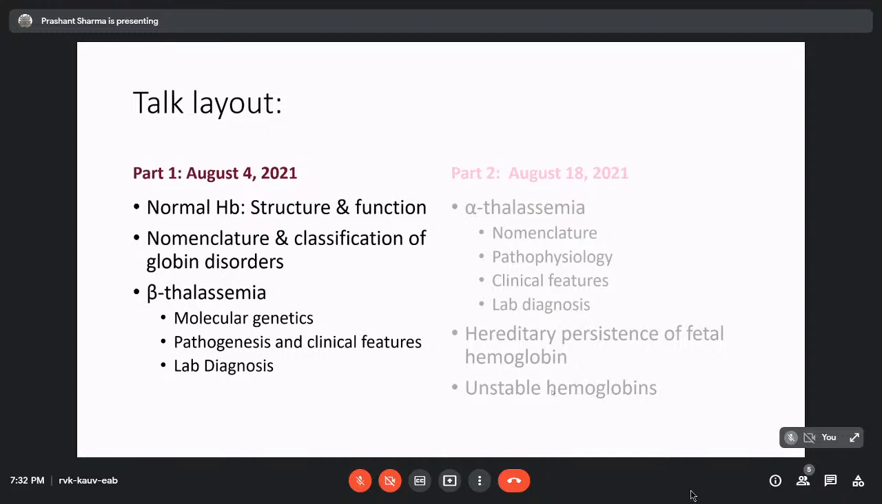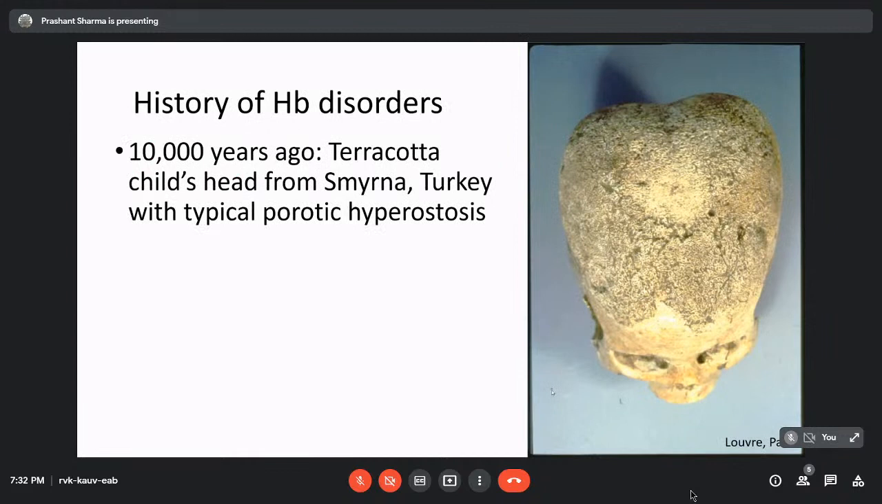So hemoglobin disorders go back a long way, virtually as long back as humanity itself, really. About 10,000 years ago, this is a terracotta skull, which is now in France, but was initially recovered from Turkey. You can see the typical porotic hyperostosis that's going on in the skull. There has been some debate amongst archaeologists and archaeo-hematologists, if there's something like that, about what it really represents. But the consensus is that this is probably a hyperproliferative anemia, most consistent with a thalassemia major.